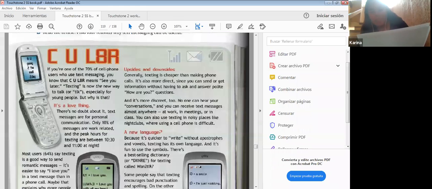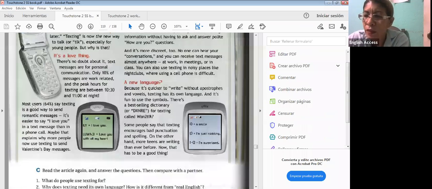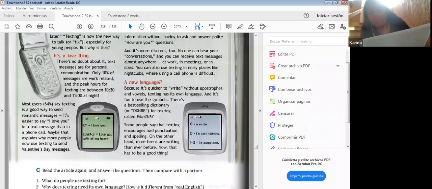Upsides and downsides. Generally, texting is cheaper than making phone calls. It's also more direct, meaning you can send or get information without having to ask and answer a polite "How are you?" question. And it's more discreet too. No one can hear your conversation, and you can receive text messages almost anywhere: at work, in meetings, or in class. You can also use texting in noisy places like nightclubs, where using a cell phone is difficult.